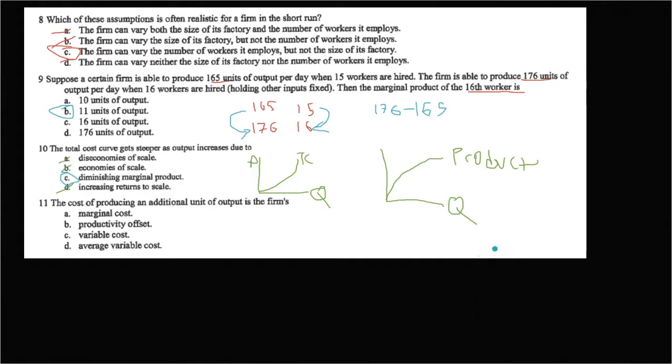All right. The cost of producing an additional unit is marginal cost. There's nothing more about that. We have our quantity axis, 1, 2, 3, 4. It's just the change in costs from one to the other one. That's basically the concept of marginal cost.